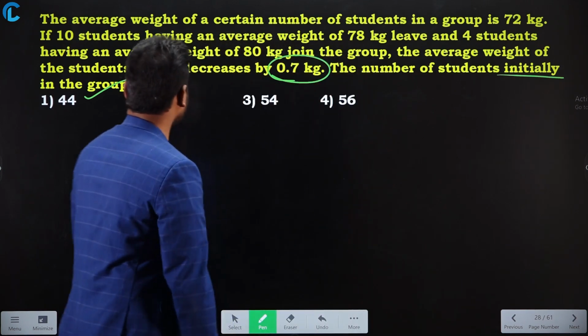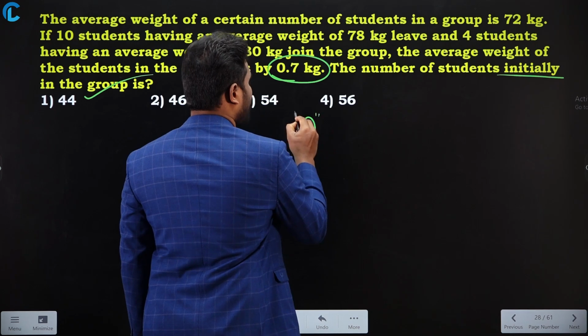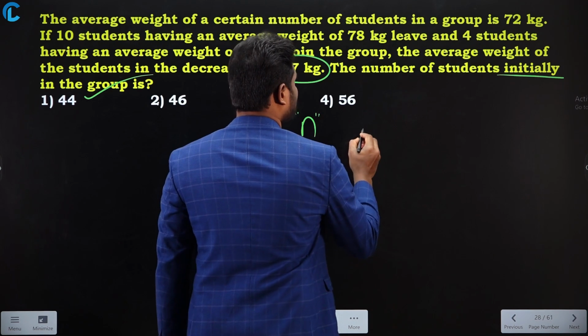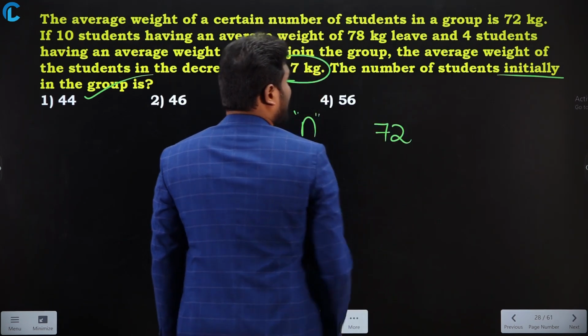Okay, let us look at this. Initially, let us assume there are n students. For these n students, what is the average? For these n students, average is nothing but 72 kg. Now what happened?